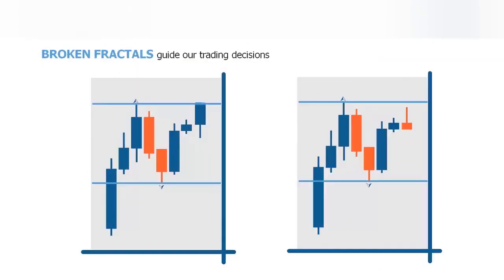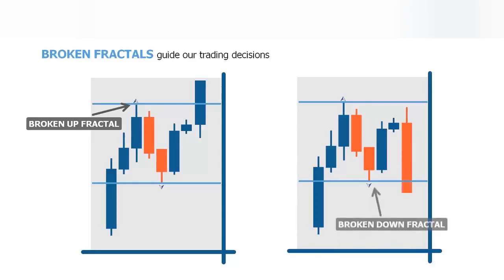A broken up fractal is where the price to the right of the fractal has broken the high price of the candle where the fractal has formed. This is shown by the line placed at the high of the candle, just below the fractal. A broken down fractal is where the price to the right of the fractal has broken the low price of the candle where the fractal has formed. This is shown by the line placed on the low of the candle just above the fractal. Note that the fractal can be broken by either the wick or the body of the candle. It does not make a difference. Broken fractals play a key role in the Forex beginner strategy.